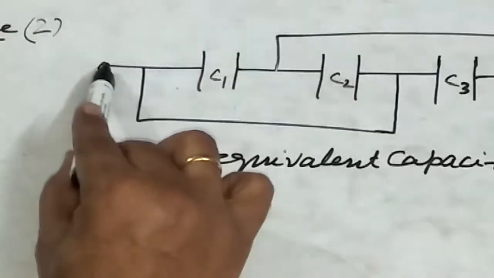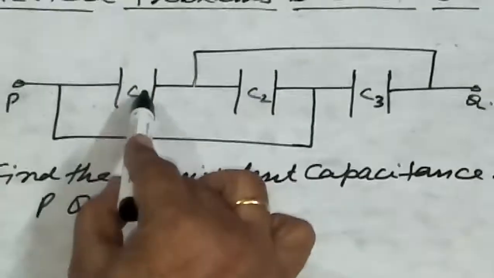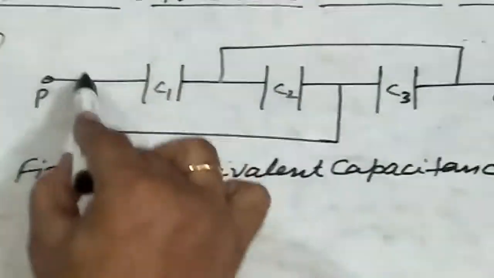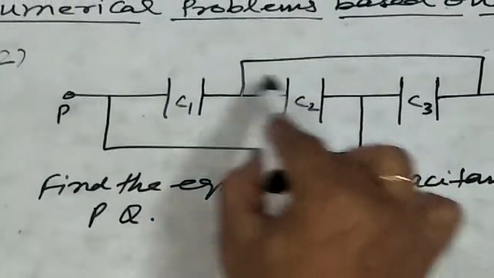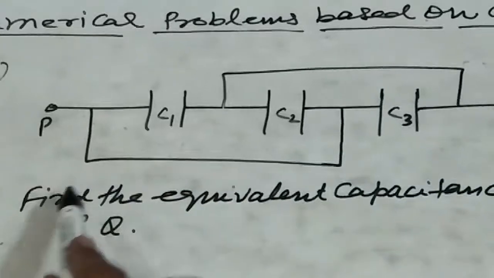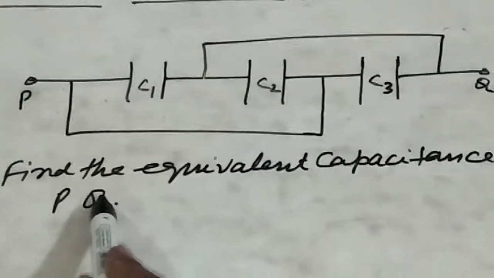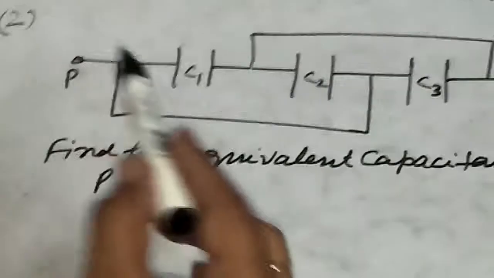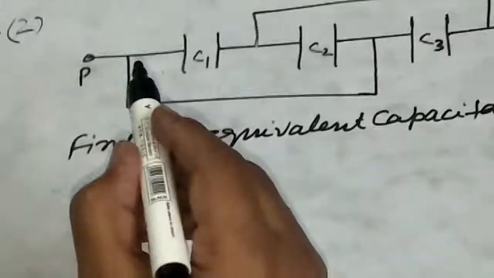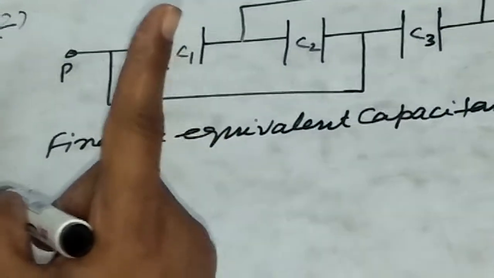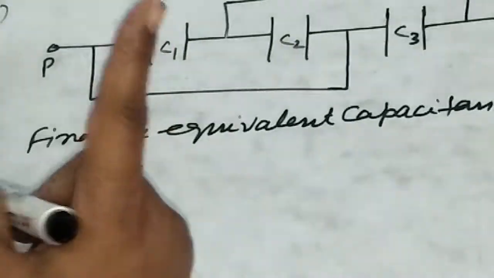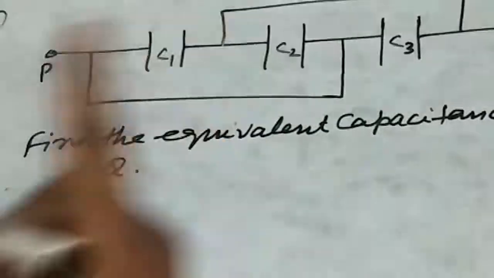Second case: between P and Q, three capacitors C1, C2, C3 are joined like this here, and this one is simply a connecting wire. Our aim is to find the equivalent capacitance between P and Q. Already I have told you in the previous video, in the parallel combination of capacitors, one plate of each capacitor is connected to one point, and the second plate of each capacitor is connected to the other point.